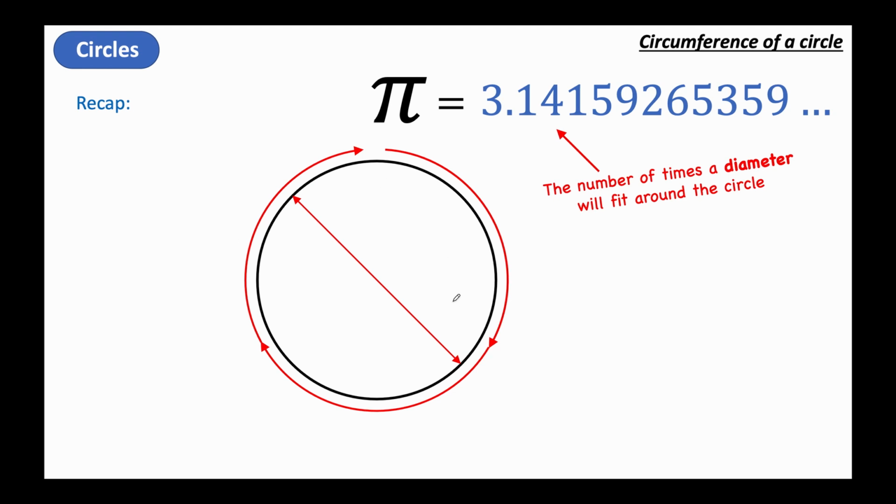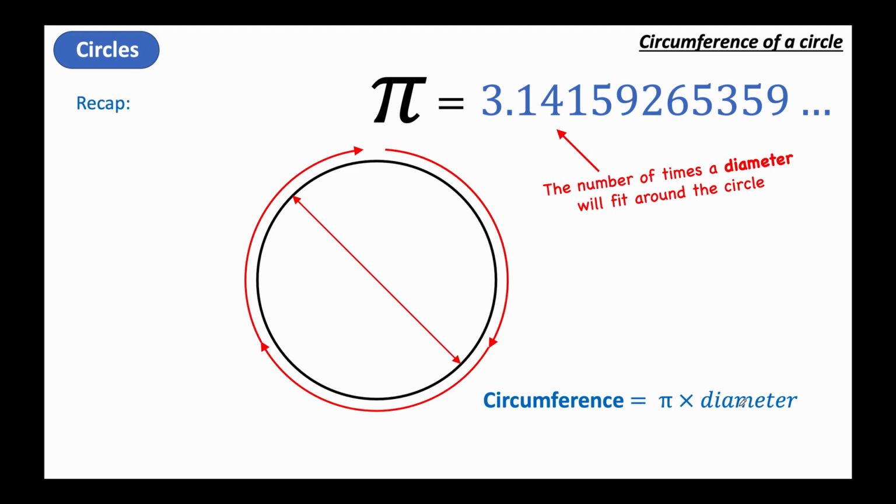Now, this is really useful, because if I want to know the distance around the outside, all I need to do is measure the distance across the middle, and then times it by 3.14, because I know that's how many times it fits around the outside. So if I do the diameter times pi, I get the circumference. Circumference is just pi times diameter.